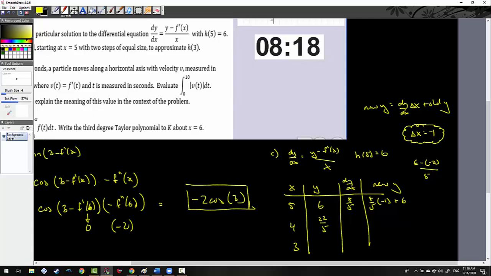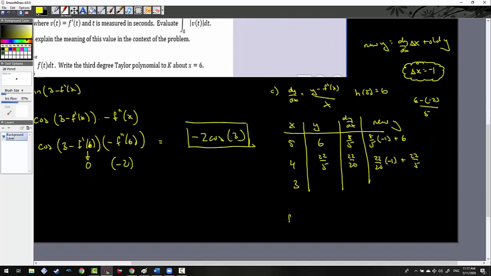And then from here, dy dx is going to be the same thing. You end up getting 22 over 20 by plugging all the stuff in. And then you get 22 over 20 times negative 1 plus old y, which is 22 over 5. And that is where I would leave the problem. I would say h of 3 is equal to negative 22 over 20 plus 22 over 5. And I would just leave it like that.